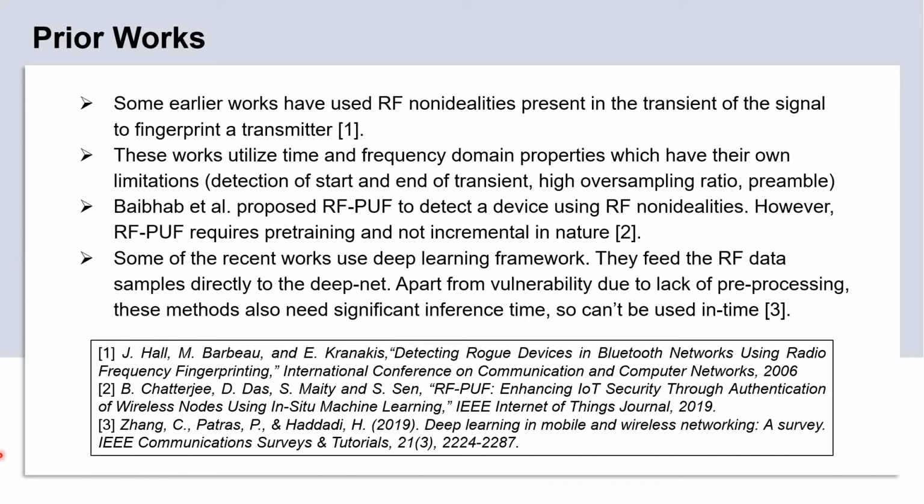Some authors have used a signal transient to fingerprint devices. The problem is that it requires proper detection of the transient duration and a high oversampling ratio. Bob et al.